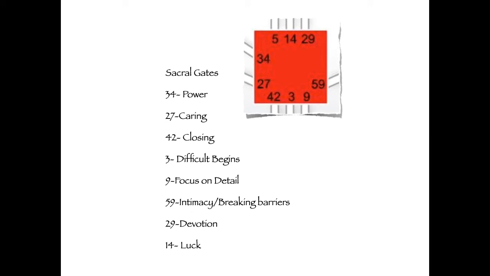The gate 9 is focus on detail, and it is about having this real hyper focus on a lot of things. You can see all the small details sometimes, but you don't see the big picture if this is only a hanging gate on its own. So there could be an imbalance between hyper focusing on things but not seeing the big picture of things.